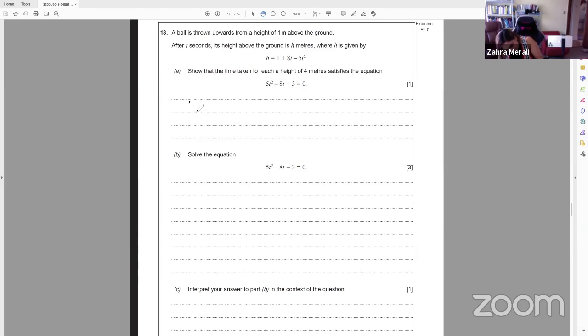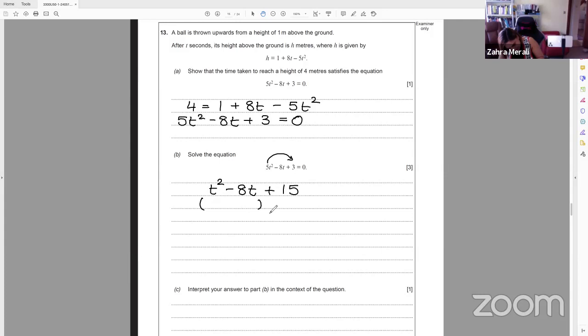So you've got 4 equals 1 plus 8t minus 5t squared. What you're going to do is move that all to one side, so we'll get 5t squared minus 8t plus 3 equals 0. And it's only 1 mark, so that's sufficient. Now we want to be able to factorize this. It's one with a number in front of the t squared, so remember, it's always easier to borrow the number to the 3. We're going to do 5 times 3, so we get t squared minus 8t plus 15. We're going to factorize that first.